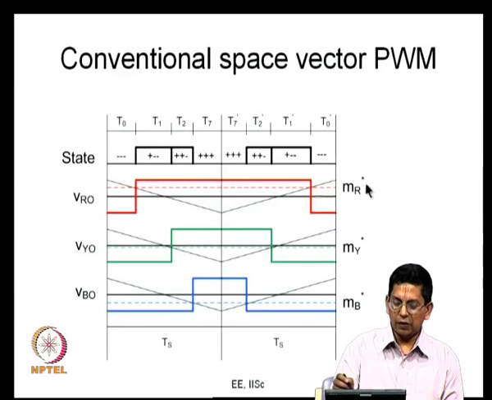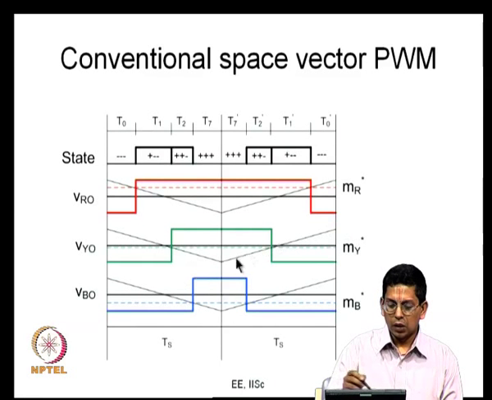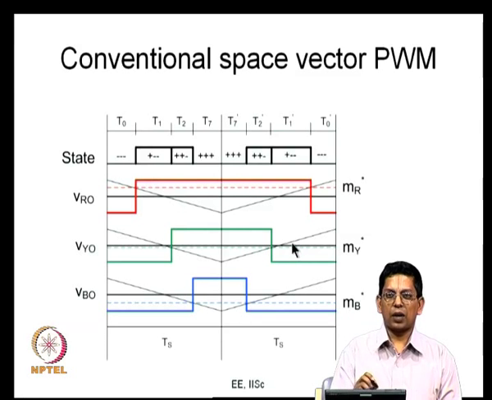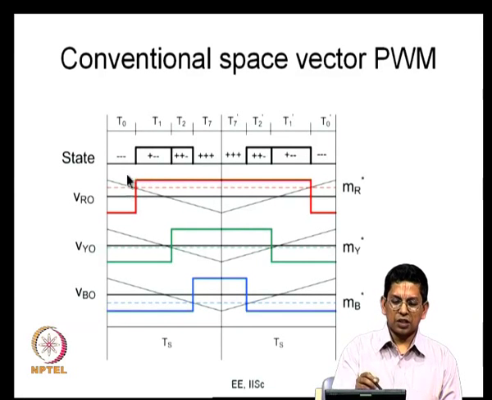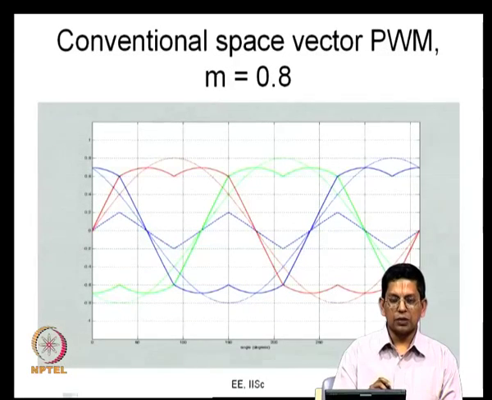The scaled version of the average pole voltage is MR star. Similarly, the scaled versions of VYO average and VBO average are MY star and MB star. If you have MR star, MY star and MB star, you can compare them with a triangular carrier as shown here, and the intersection of these with the triangular carrier gives you the switching instants of the respective phases. So, you can produce the same PWM output from this so-called triangle comparison approach, and that is what we emphasized in terms of equivalent now.